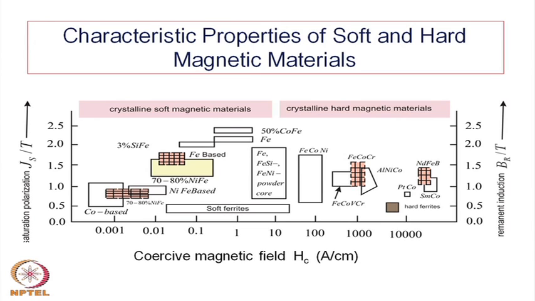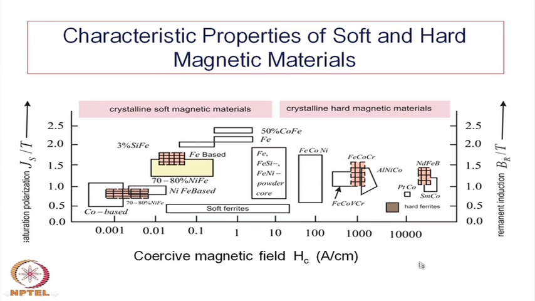So, with this background of their properties, let us again look at some of the macro properties of different magnetic materials which we have discussed so far. Some of them are ferromagnetic material and some other ferrimagnetic material. All of them have some interesting application. So, these are the properties, how they are compared.